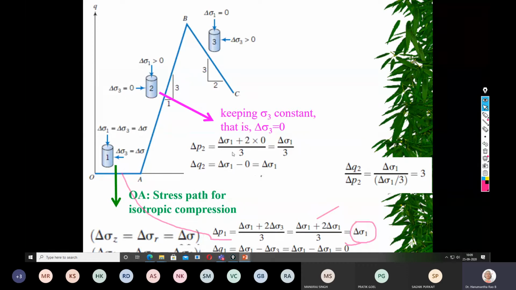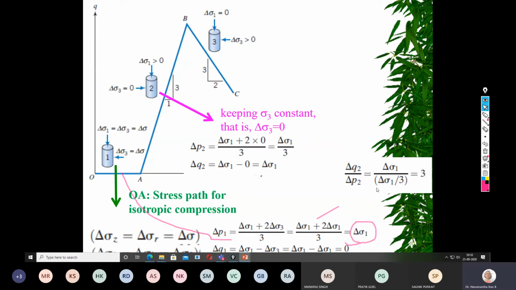So here delta sigma 3 is 0, therefore only delta sigma 1 remains. So delta P2 is nothing but delta sigma 1 by 3, and delta Q2 is nothing but sigma 1 minus sigma 3, and again sigma 3 is 0, so delta Q2 is only delta sigma 1. And again, if you take the slope of this inclined line, which is nothing but del y by del x.